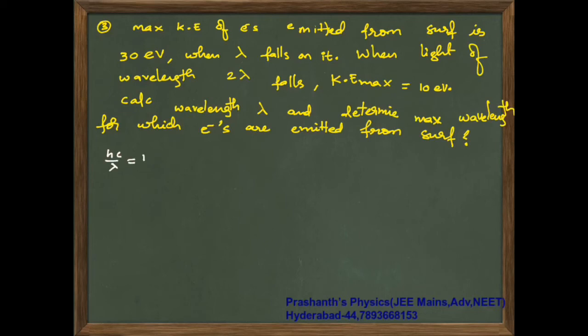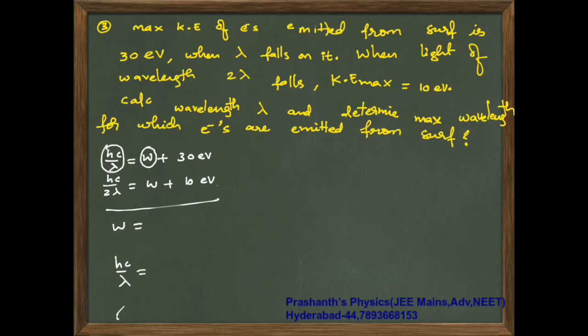So hc by lambda is equal to work function plus 30 electron volt. hc by 2 lambda is equal to work function plus KE max, which is 10 electron volt. If you look at these two equations, we have two equations and two unknowns: one unknown is hc by lambda, and the other is work function. I am applying the photoelectric effect equation twice. To solve two unknowns, we need two equations, and we have those two. So you can simplify it and get the value of W and the value of hc by lambda.